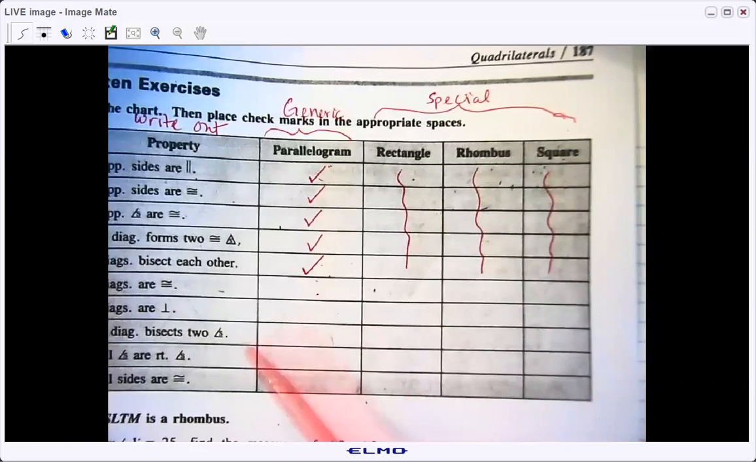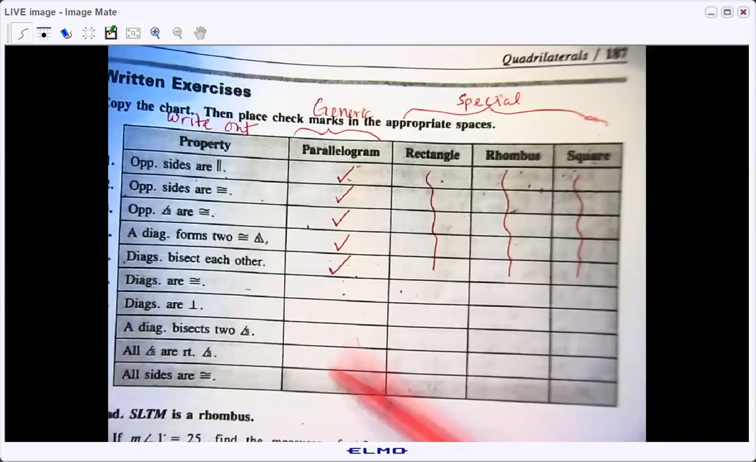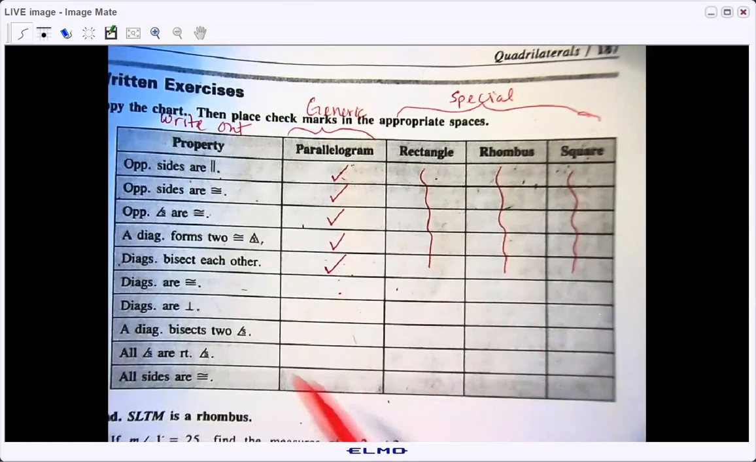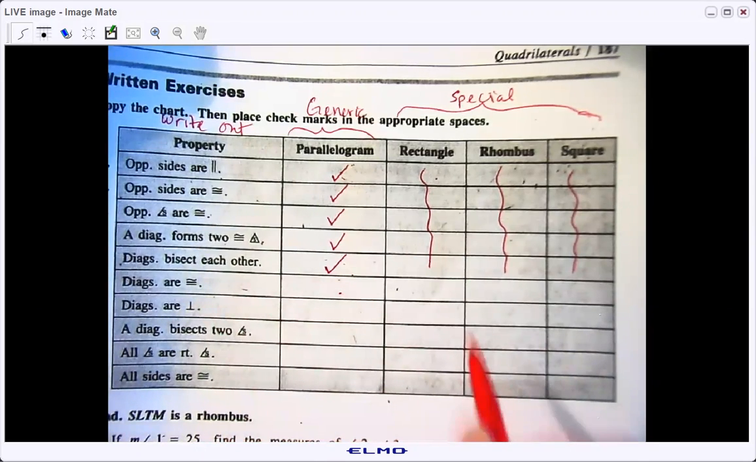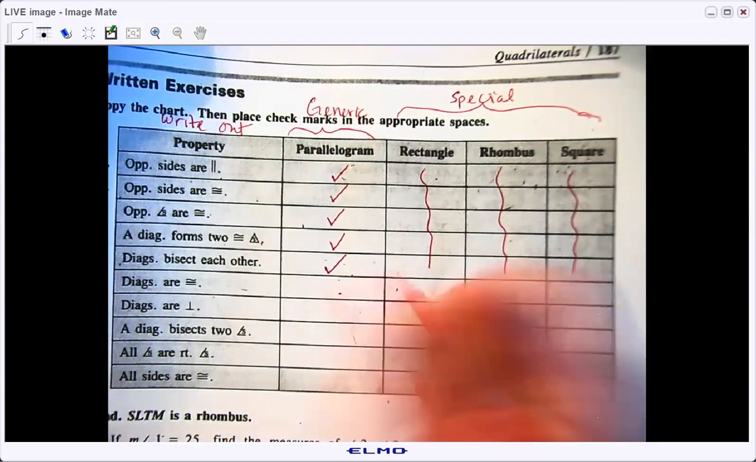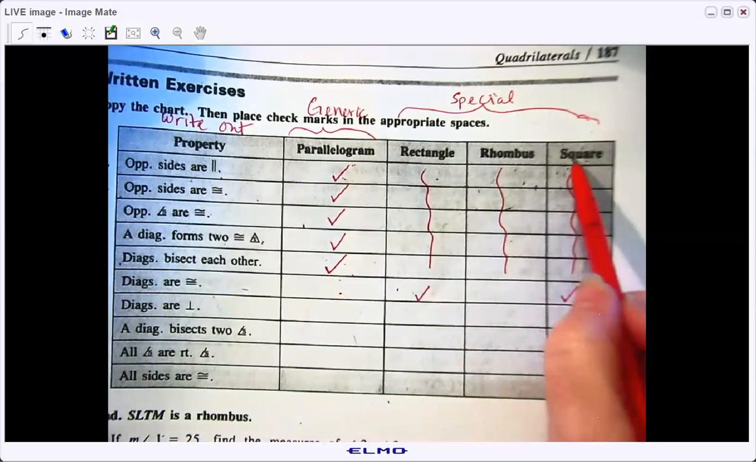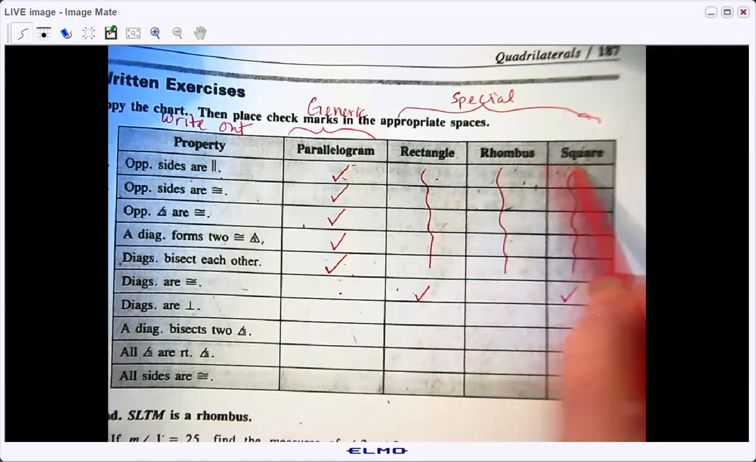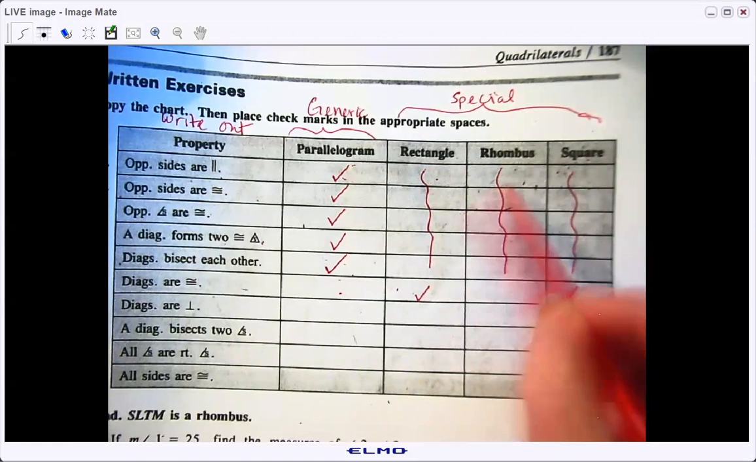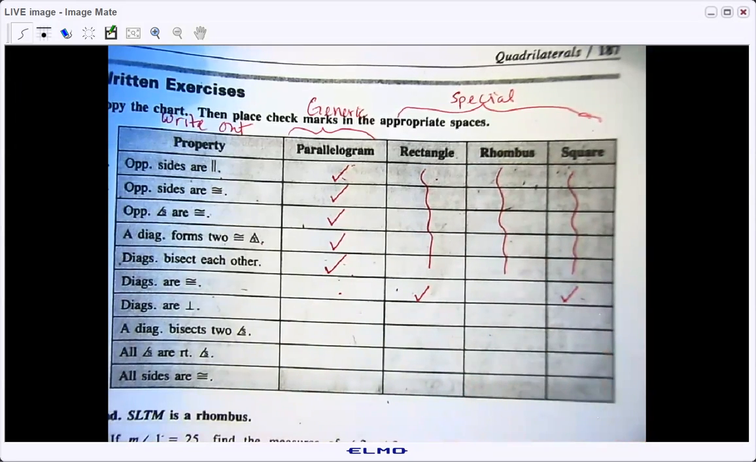Okay, so a generic parallelogram, it's not true for any of these down here, but it will be true for some of these others. So which two are the diagonals equal? Is it a rectangle and square? Which one? Rectangle and square. Good. Rectangle and square. Remember that a square is a special rectangle. And a square is also a special rhombus. So whatever's true for the rectangle is true for the square. Whatever's true for the rhombus is true for the square.